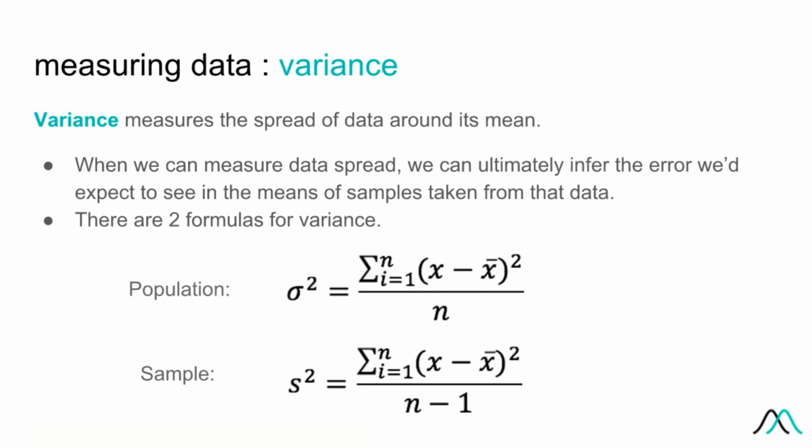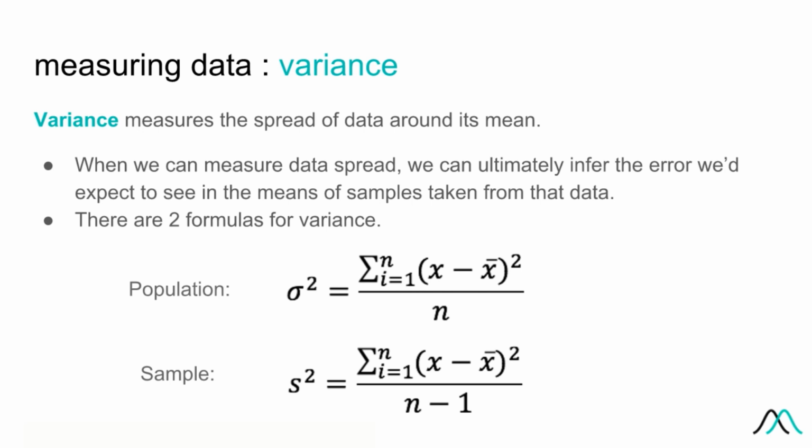The second thing to note about variance is the averaging. Because the numerator first sums up all of these squared differences and then divides it by n, or n minus 1, we're getting an average. So variance is really the average squared difference the data displays around its mean.